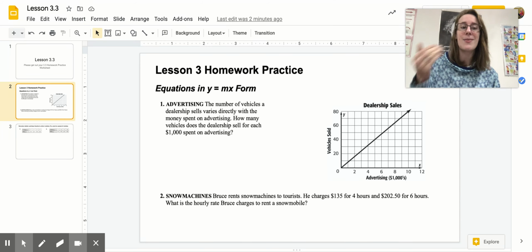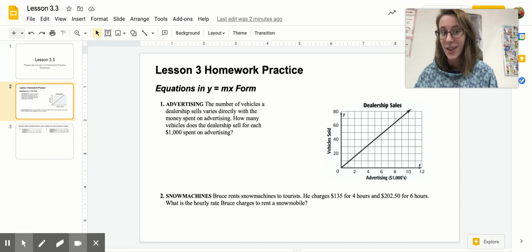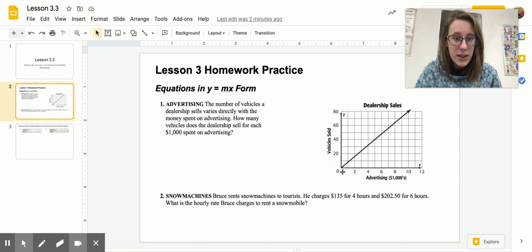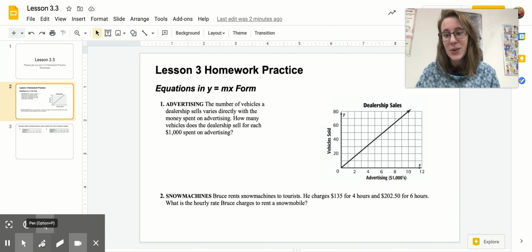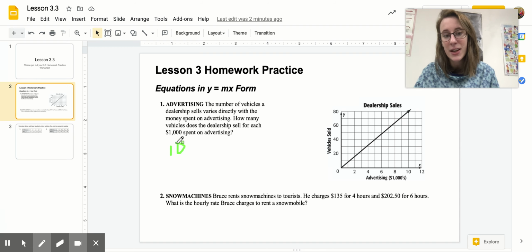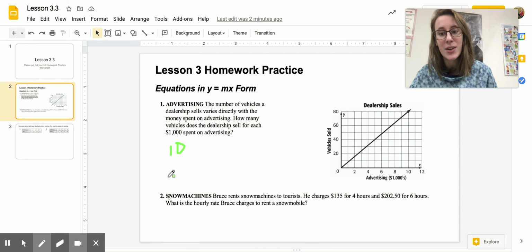So the more ads they make, the more they're selling, which makes sense. It says, how many vehicles does the dealership sell for each $1,000 spent on advertising? So if you try to find a spot where it crosses, when you spend $10,000, you have sold 80 vehicles. So for every 10 sets of $1,000, you have sold 80 vehicles.